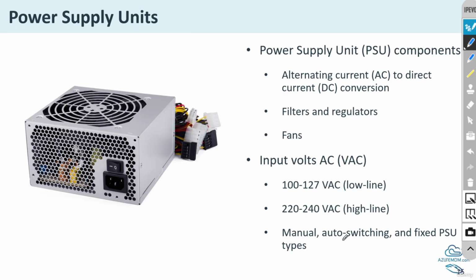PSU types. Manual, where you set the voltage switch yourself. Auto switching, it adjusts voltage automatically. And fixed, it works only at one voltage, for example, 230 volts only. It doesn't change the voltage.